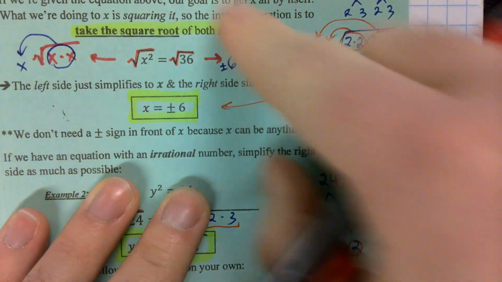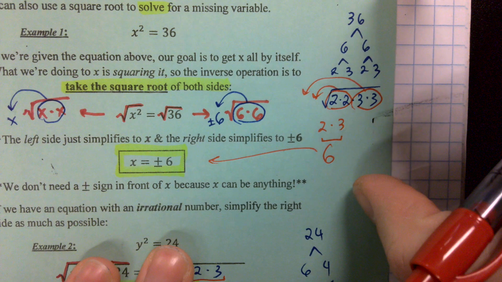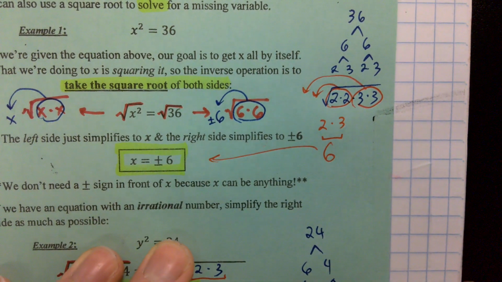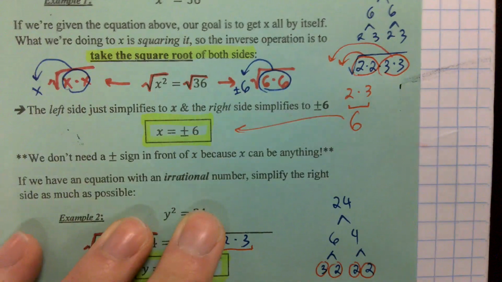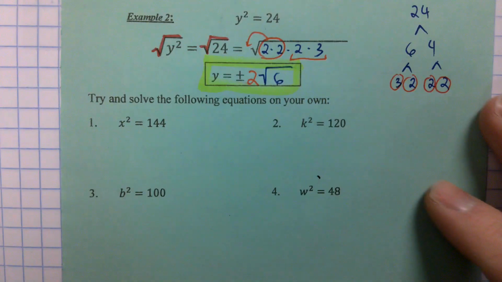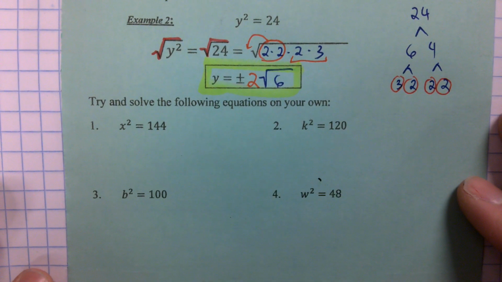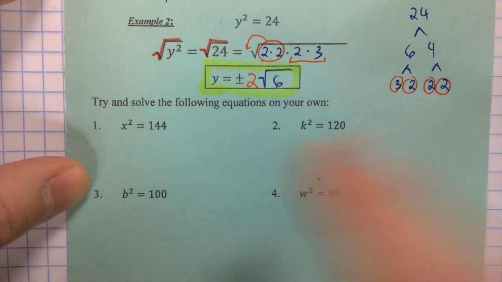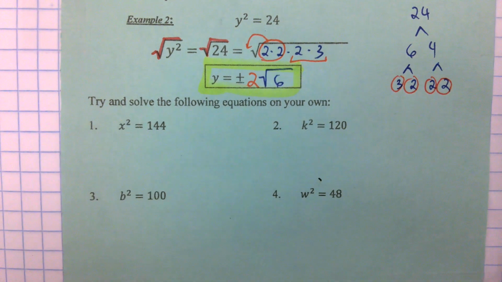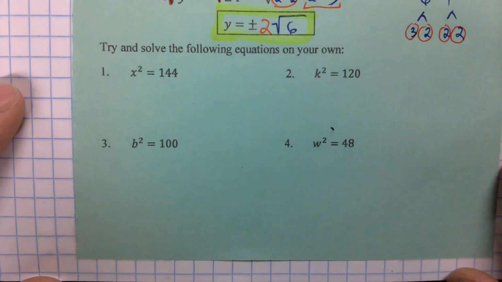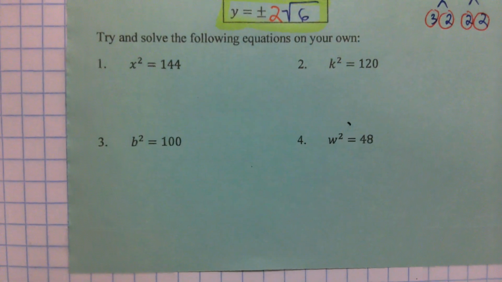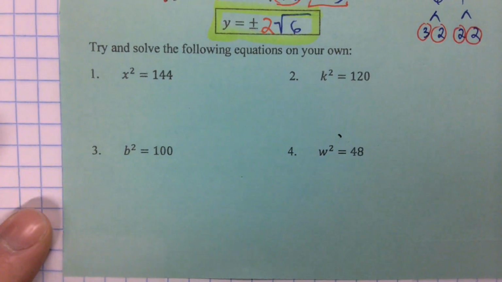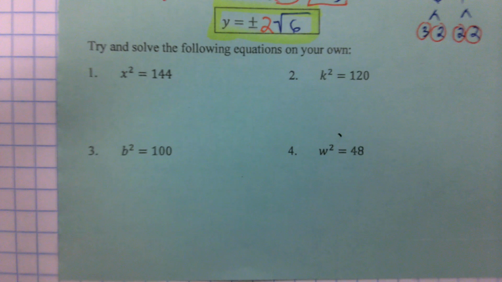So even if we have a perfect square, we can use the same process that we have with imperfect squares and get the same answer. Right? Great question. Thank you for bringing that up. Do you guys see how it's exactly the same thing as we've been doing? The only difference is now we've got a variable in front. Pretty straightforward. So if we take a look down here, if I've got number 1, x squared equals 144, what am I going to do on both sides here?